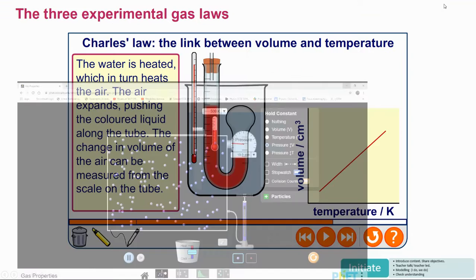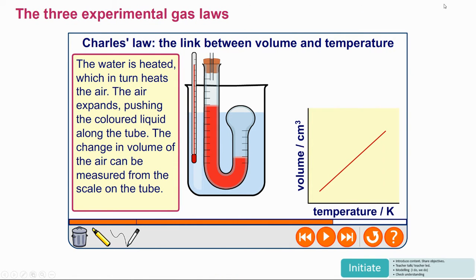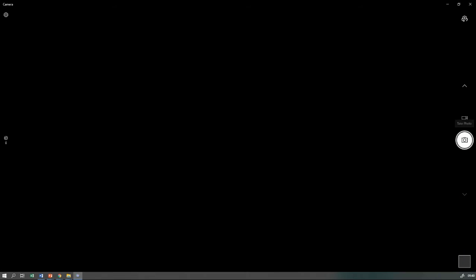Okay, let's get rid of that. Let's go in a moment. I just get the magic camera up. We're going to go and look at how we actually get to that.